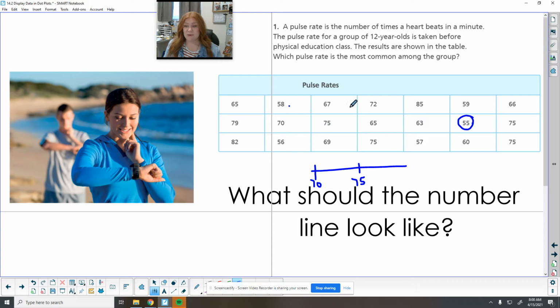So I'm looking through, and I see an 85. Looking for numbers in the 80s, that's still smaller. And our highest number is 85. So our number line needs to go from 55 to 85.